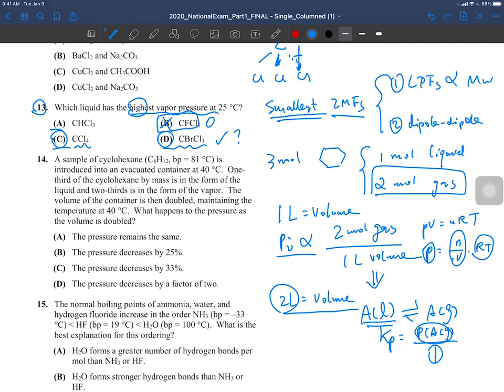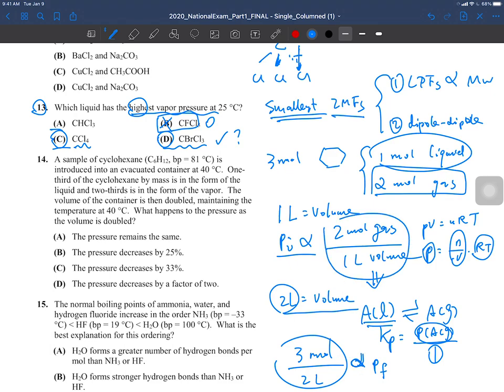Does this make sense to you? Because the volume is doubled, you need to have 2 times the amount of gas molecules. But we only have 1 mole of liquid, so which means all of the liquid will vaporize, change into gas. So the final mole of gas will be 3. So you have 3 mole of gas, but you have 2 liter as the volume. So this is the new pressure. The final pressure will be proportional to this one. So if you compare 2 mole per liter and 1.5 mole per liter, this is why there is a 25% decrease.